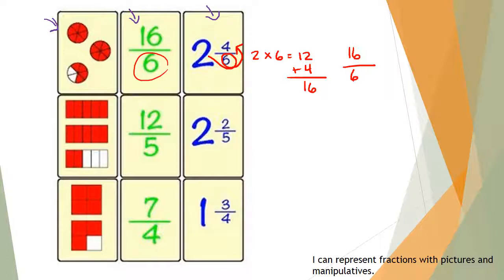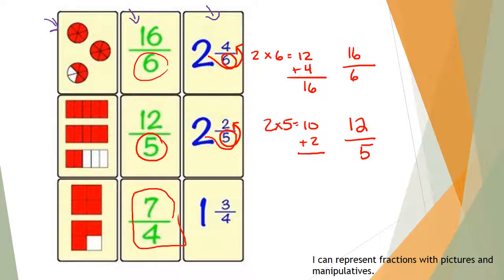There we are. Okay, let's do it again over here. 2 times 5 is 10 plus 2. Original denominator, 5, right?